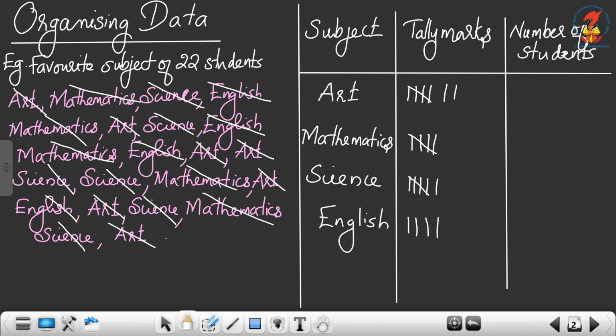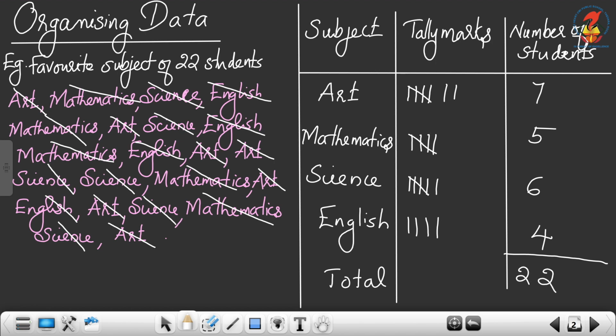Now you have to count the total number of tally marks. Art 7, mathematics 5, science 6, then English 4. Now you can add it, the total you have to get as 22. Total number of students: 7 plus 5 is 12, 12 plus 6 is 18, 18 plus 4 is 22. So we got 22.